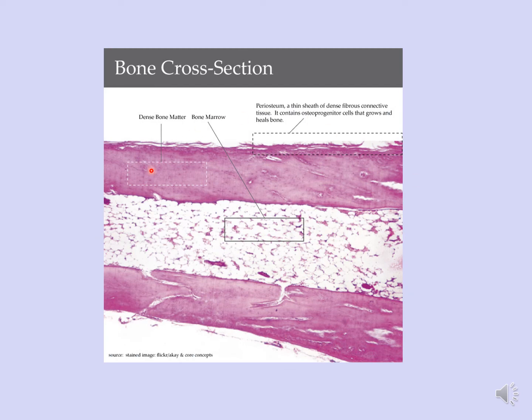So this is a cross section of the bone. This is a decalcified section of the bone, stained by hematoxylin and eosin. This is the dense compact bone, this is the marrow spaces, bone marrow, and this soft tissue component lining the dense bone is periosteum. And periosteum is a thin sheet of dense fibrous connective tissue which contains osteoprogenitor cells that grow and heal the bone and is the main blood supply to the bone. Okay.